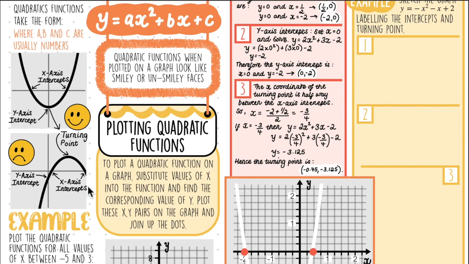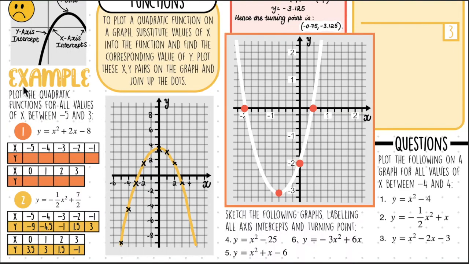How about we have a look at plotting our own quadratic function, and then you can see they're going to turn up and look something a bit like one of these two. So in this example, we're given the question, plot the quadratic function for all values of x between -5 and 3. And this is the quadratic function here: y is equal to x squared plus 2x minus 8.